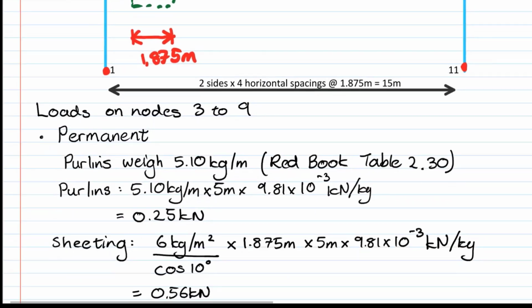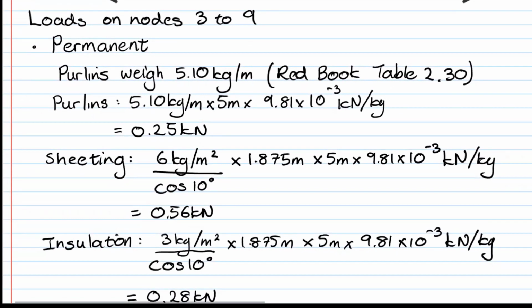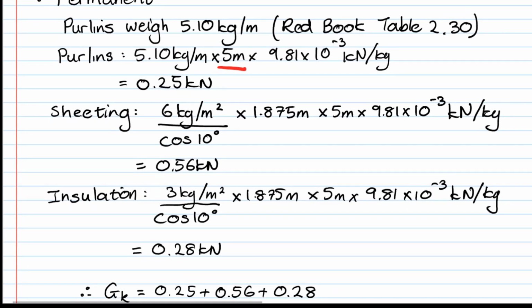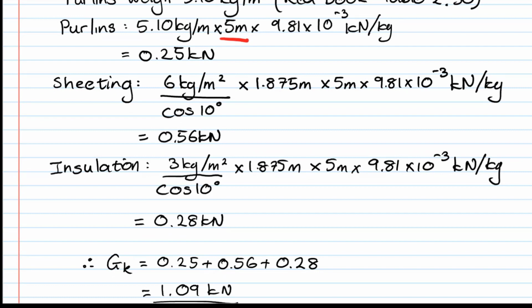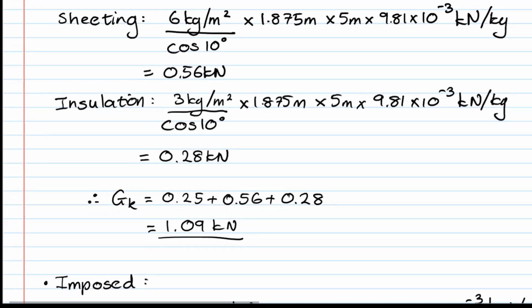So here you can see now, coming back to the calcs, we've got our permanent loads, our purlins. We've got the self-weight of the purlins, 5.1 kilograms per meter from the red book, and then we multiply it out. This is a 5-meter span between bays, so there's 2.5 meters each side of the truss or the raft or the portal frame. Then the sheeting, 6 kilograms per square meter, but as I mentioned, that's on a diagonal, so we divide by cos 10. And then the insulation, that's 3 kilograms per square meter, so once again divide by cos 10.